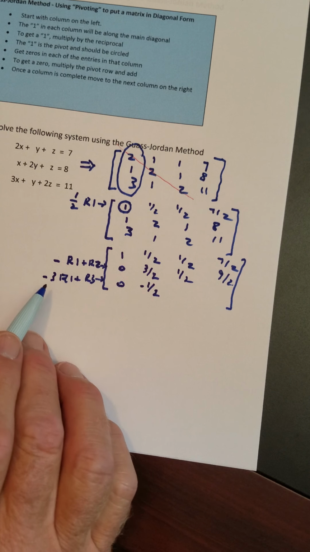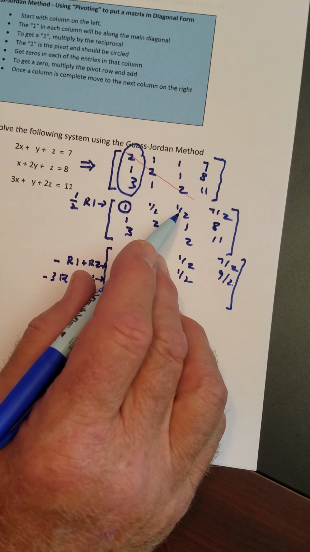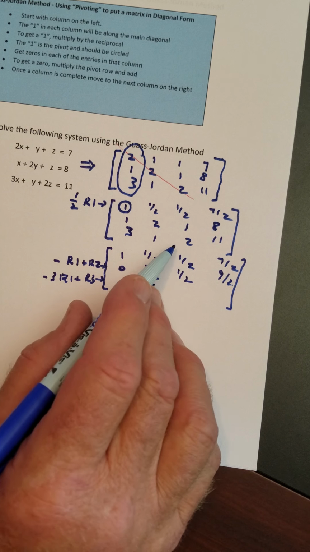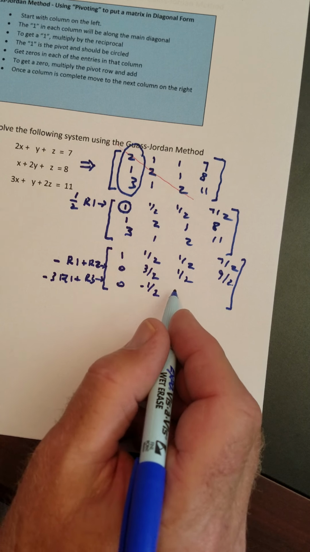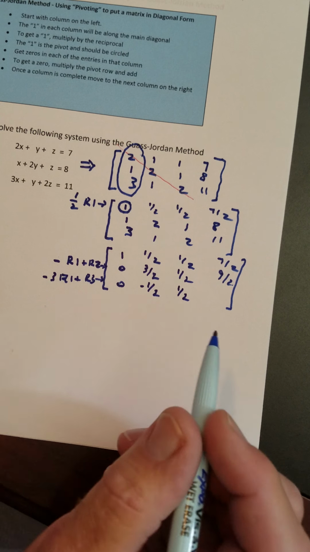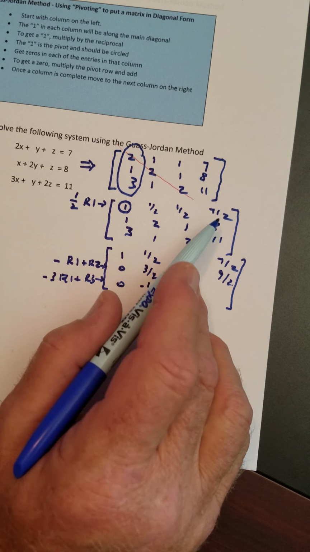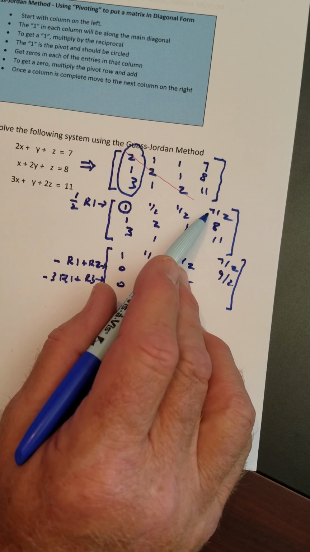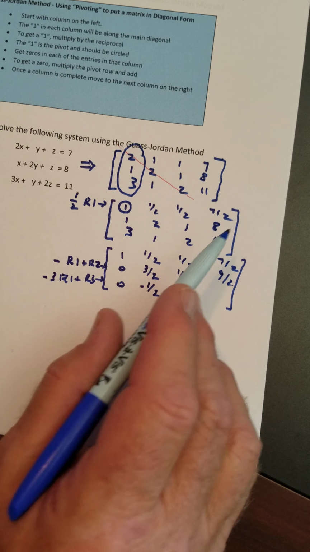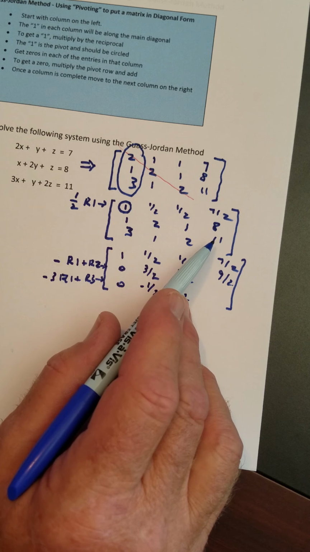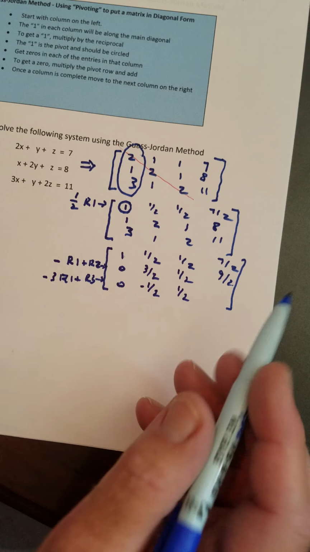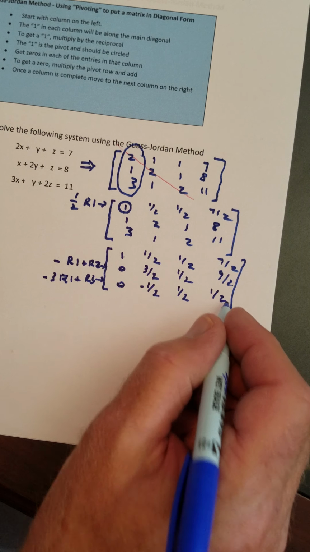Negative 3 times a half, that's negative 3 halves. 2 can be written as 4 halves, so I got negative 3 and a positive 4 is 1, so I got 1 half here. And then negative 3 times, this becomes tough, that's going to be negative 21 over 2. That's 22 over 2, so negative 21 plus a positive 22 is 1. I got 1 half.